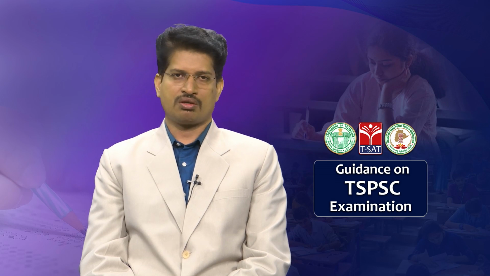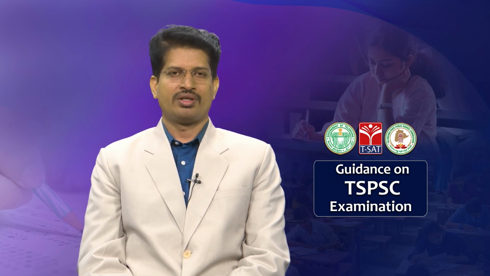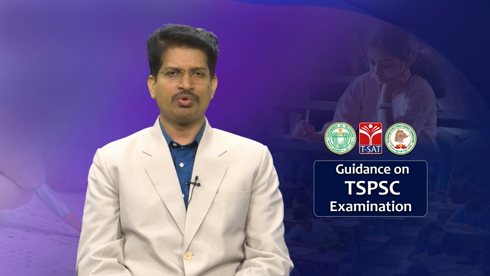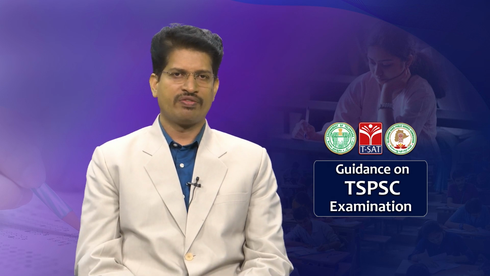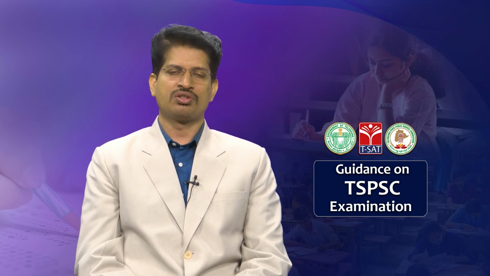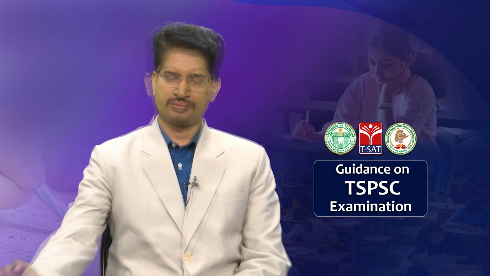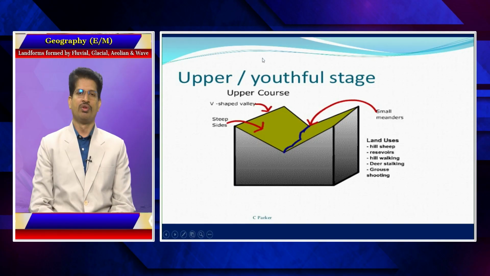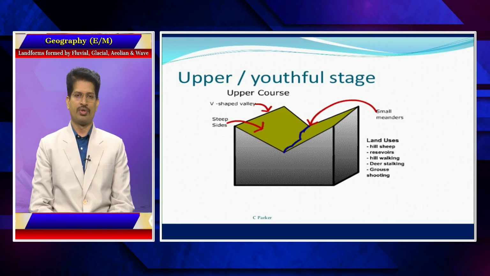So, in this topic, I am going to discuss different features which are being formed by these different agents of weathering and erosion. For example, in the case of fluvial landforms, water always flows, as we know, from a higher elevated region to the lowest possible region. Finally, the water's aim is to reach the ocean.